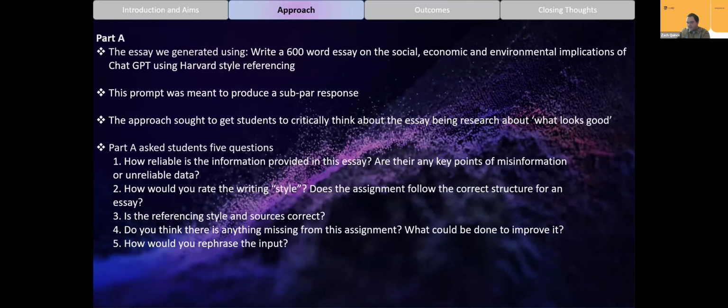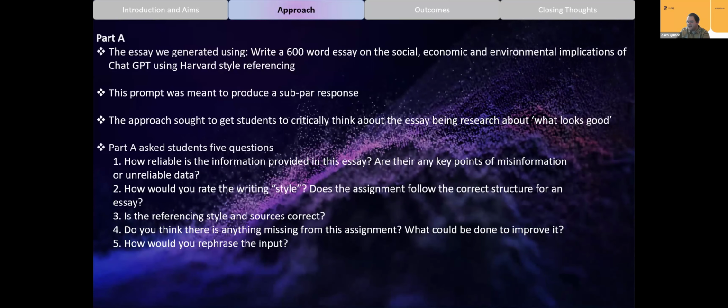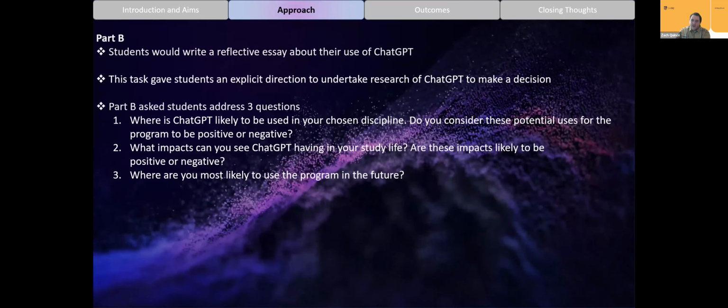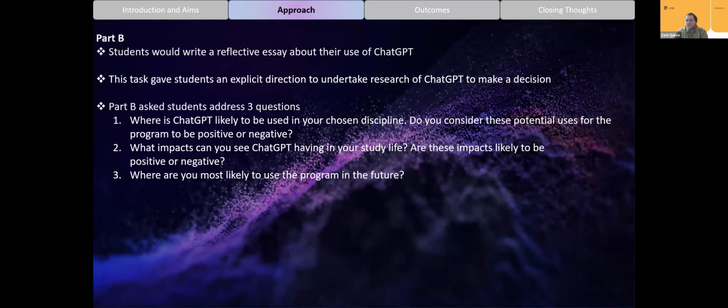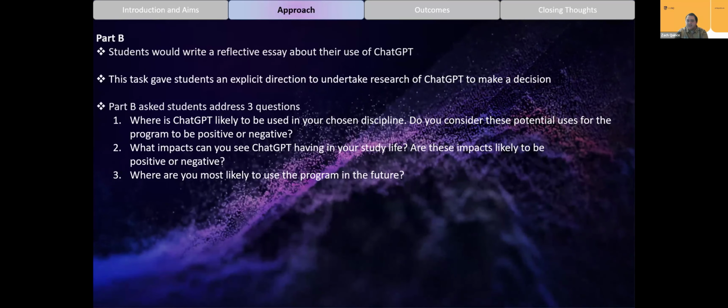And then, as I said, we wanted to see if we could get students to have a bit of a play with ChatGPT and see if they could rephrase the input for a better output. For part B, students would write a reflective essay about their use of ChatGPT in their studies and industry.